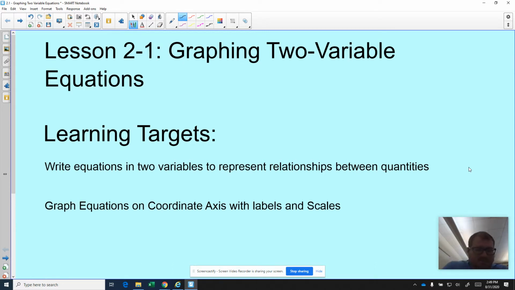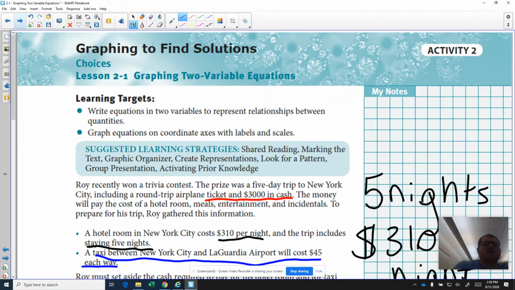But the big thing we want to look at today is our learning targets, which are we want to be able to write an equation in two variables to represent a relationship between quantities, as well as be able to graph equations on a coordinate axis with labels and scales. So let's go ahead and start discussing.